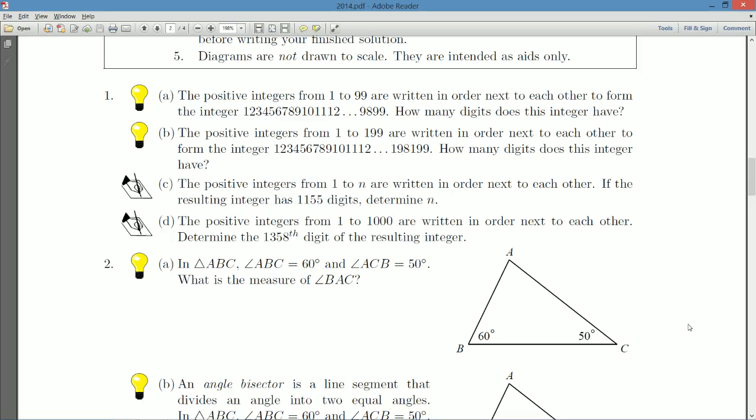Well, we know what 1 to 99 digits looks like. The digits from 1 to 99, how many of those are? That's 189. That was A part. For B, we found that from 1 to 199 gives us 489 digits. So now we're going up to a number and we're getting 1155. So it's safe to assume that n is going to be greater than 199.